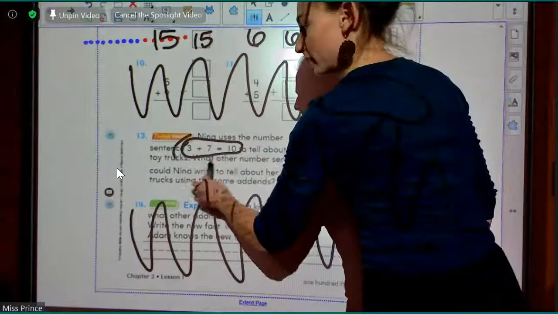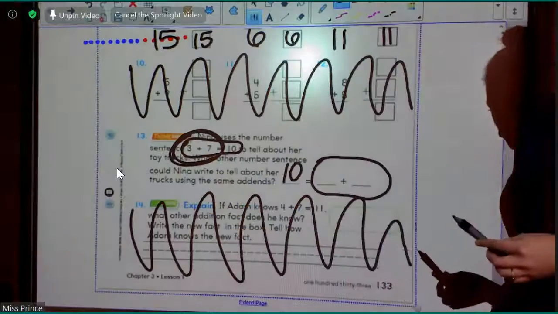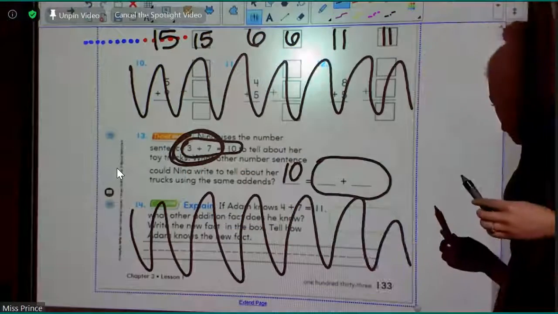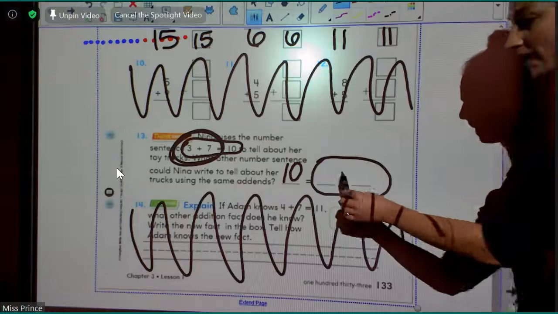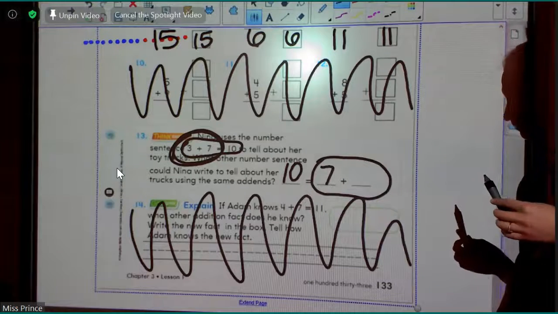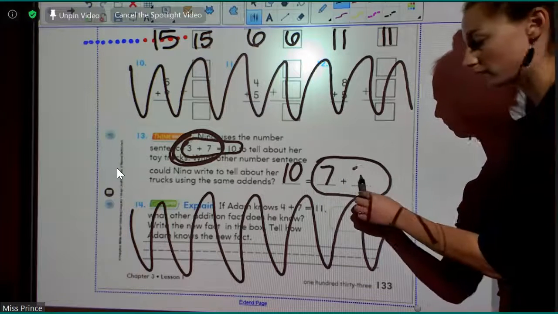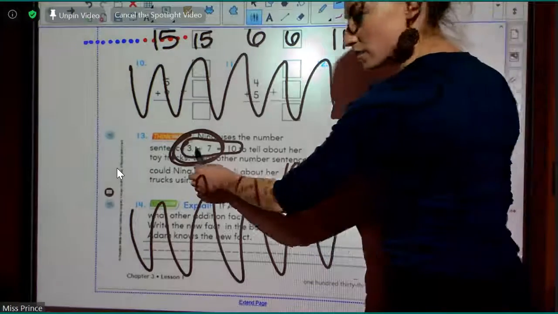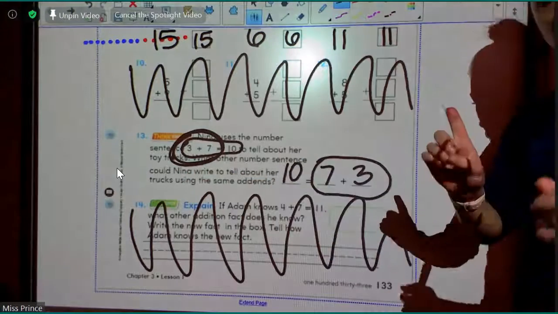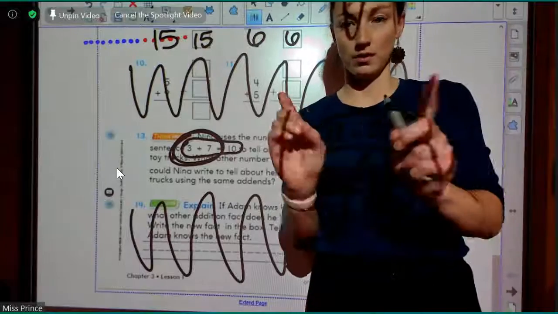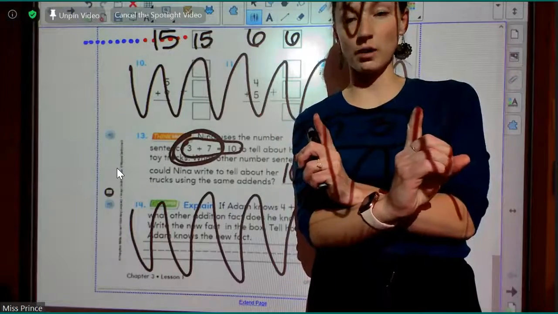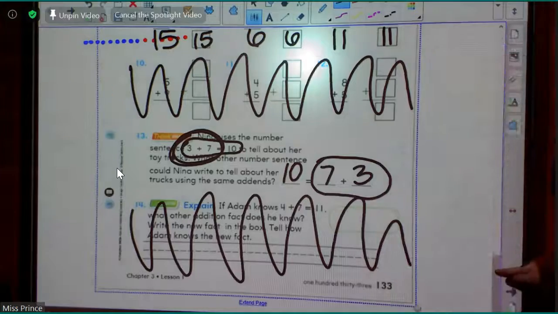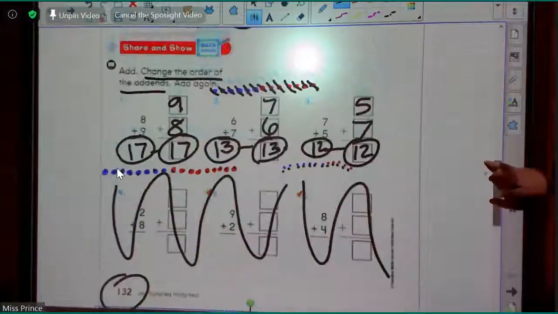Take a look right here. We're going to flip-flop it. 3. 3 is already in the front. We need to flip-flop it. 7. Okay, 7 plus 3. So 10 equals 7 plus 3, and it also equals 3 plus 7. Do you see how we just changed the number order? We didn't change what the numbers were, we just put them in a different order. Okay, that was the last one on here.